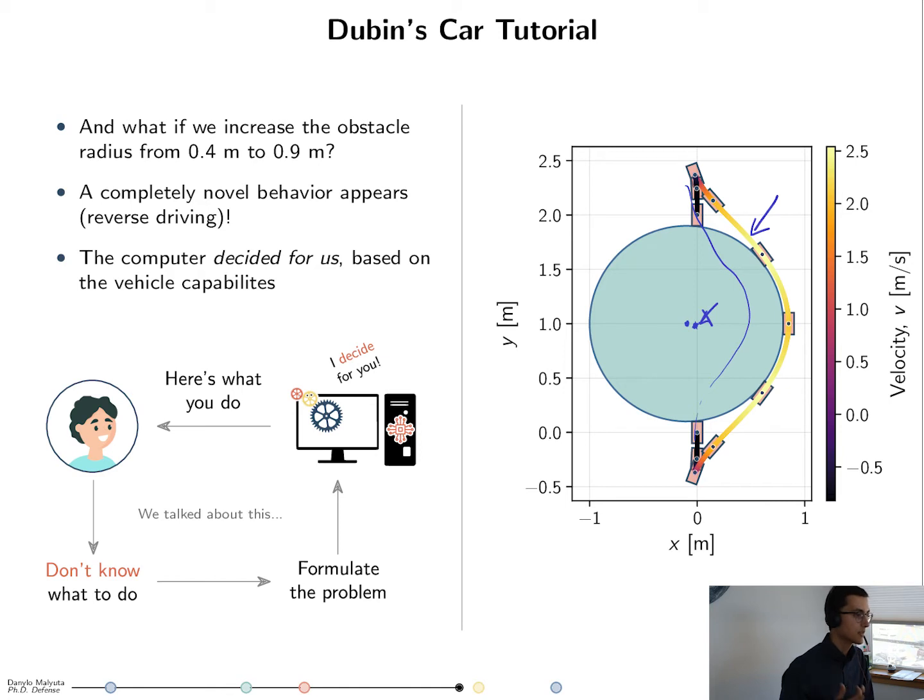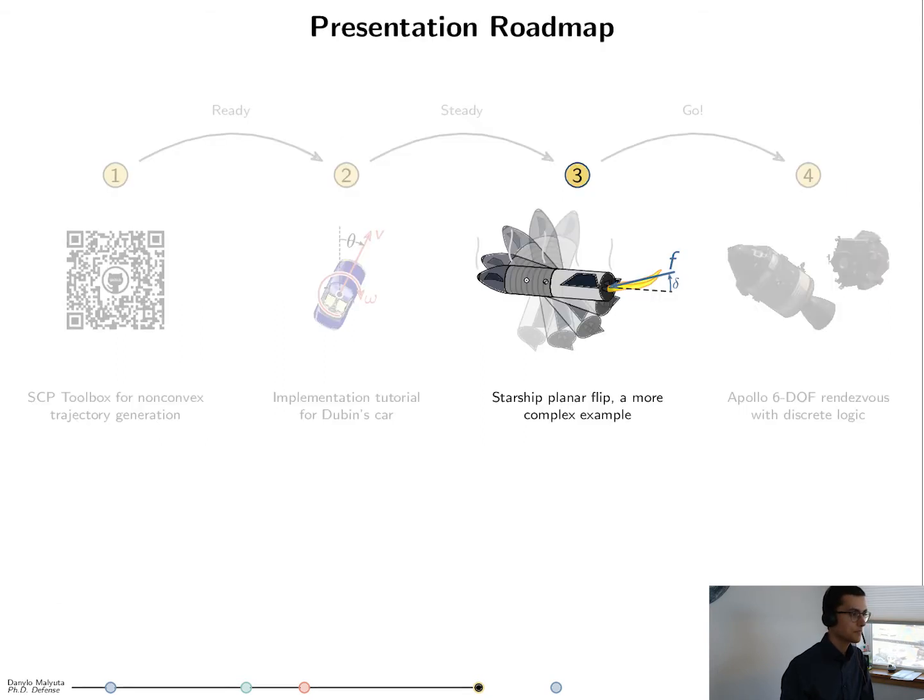None of this was specified to the algorithm beforehand. It decided it by itself, just given the problem definition, dynamics, and such things. So this is a toy example that we'll see more of in the rest of the presentation, where the optimization is, in some sense, a creative thinker about how it exploits the model that you give it. Now we'll move on to the next exciting example of the Starship vehicle landing.